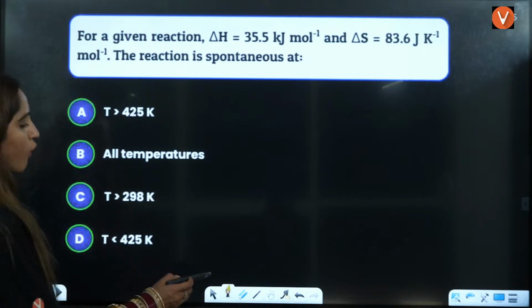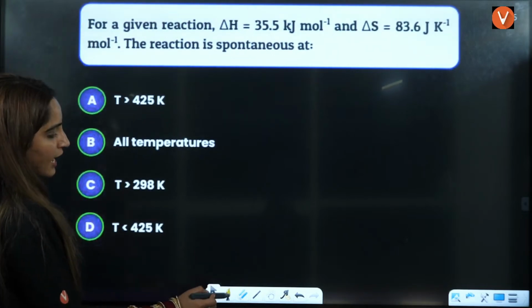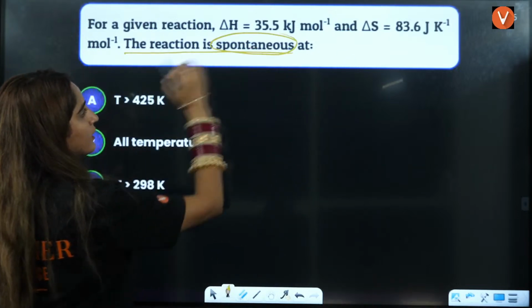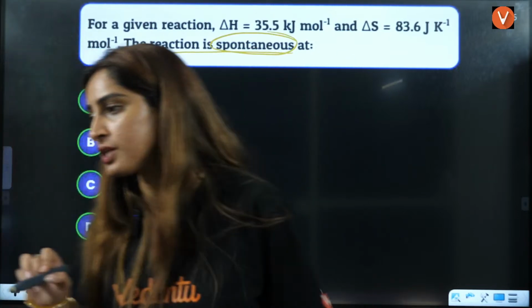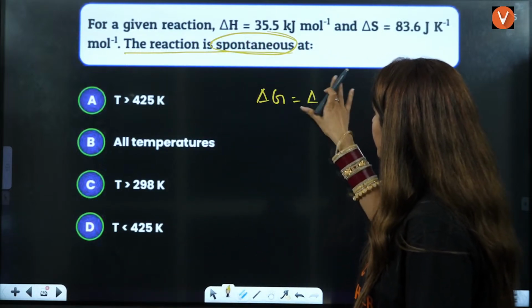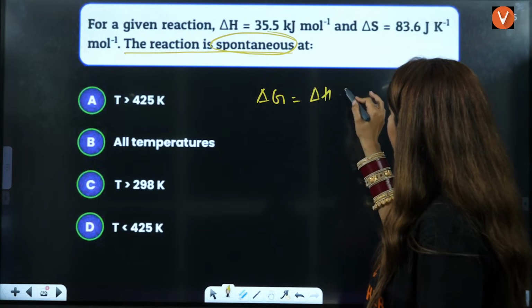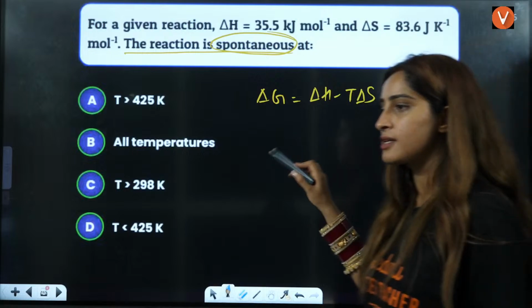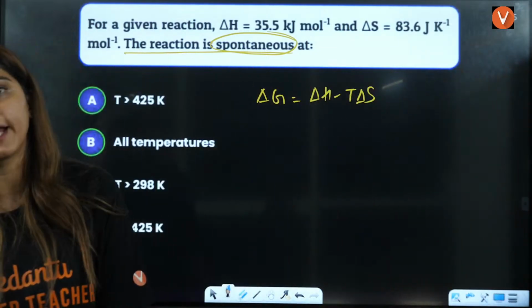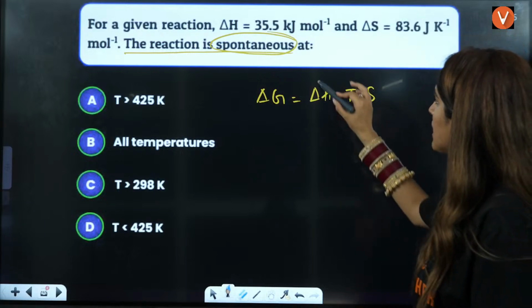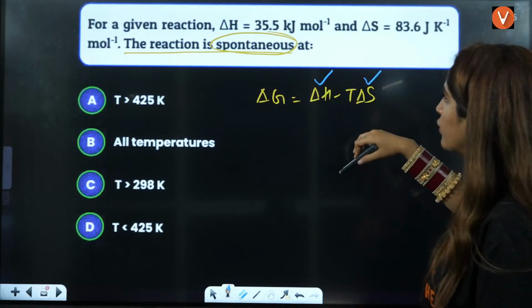Repeat it. For a given reaction, delta H and delta S are given to you. The reaction is spontaneous. Now, what is the equation here? Delta G is equal to delta H minus T delta S. This has been asked in almost all the shifts of attempt 1, right? Gibbs-Helmholtz equation. This is given to you.